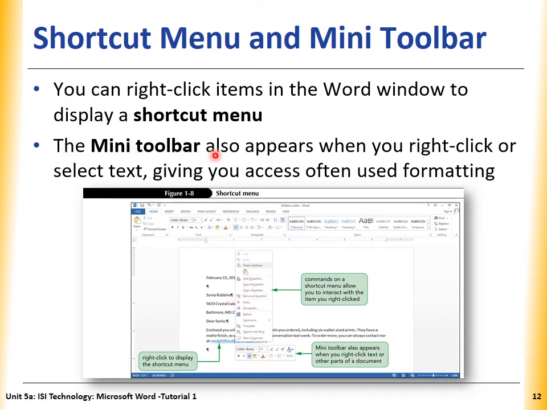The mini toolbar also appears when you right-click or select text, giving you access to often-used formatting. For example, commands on the shortcut menu allow you to interact with the item you right-clicked. This is the mini toolbar. It has, for example, options to change the font type, size, color, highlight, bold, underline, italic, and so on.